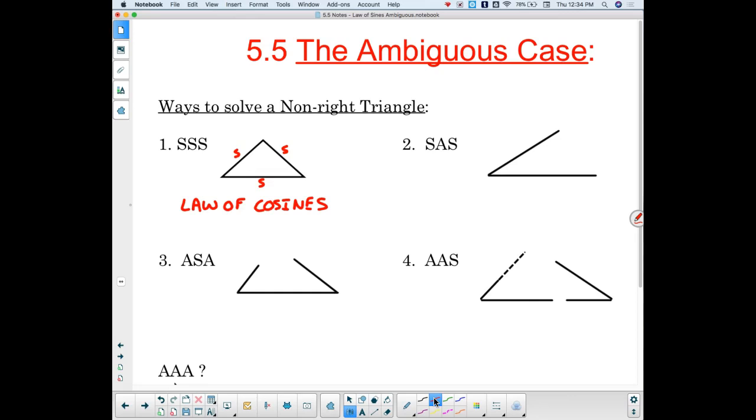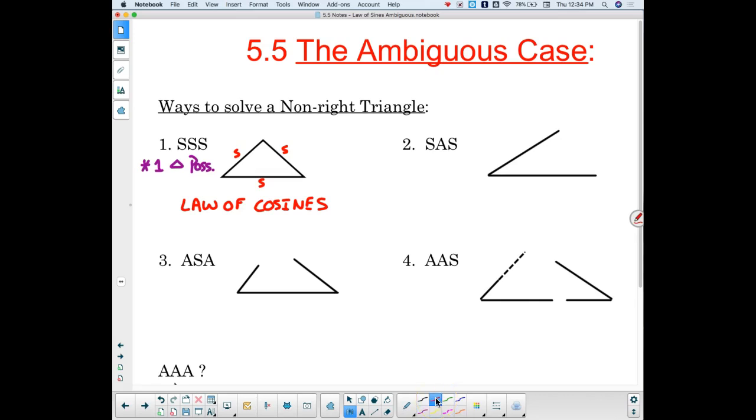Okay? The nice thing about the side, side, side case is that there is only one triangle possible. It will only produce one triangle. We just have to use the law of cosines then to solve for it.